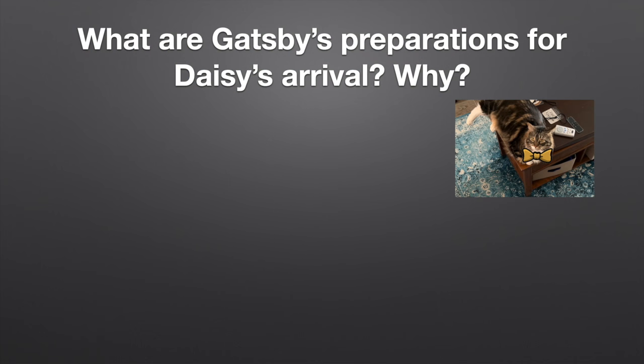The next thing we need to consider are the preparations that Gatsby and Nick make for Daisy's arrival, because they are really interesting in terms of what they say symbolically about Gatsby himself and how he views himself, and also how he views Nick. So when we're looking at this, he has Nick's lawn mowed, right? That's one of the first things.